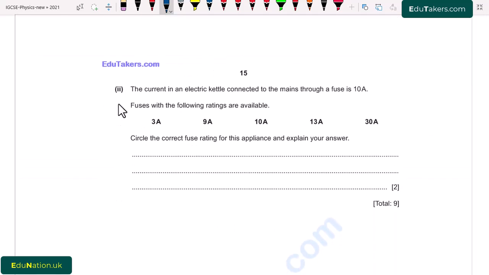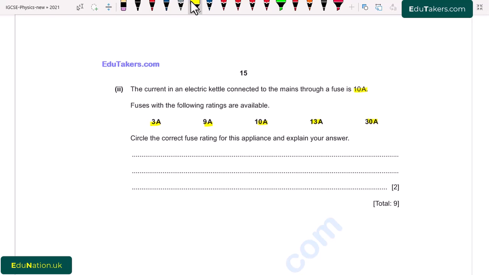Part 2. The current in an electric kettle connected to the mains through a fuse of 10 ampere. Fuses with the following ratings are available: 3 ampere, 9 ampere, 10 ampere, 13 ampere and 30 ampere. So here we can see that the kettle has a current of 10 ampere. So any current that is greater than this value should be blocked. And in order to block this, we use the fuse in the circuit. That's why a value that is less than 10 ampere cannot flow.